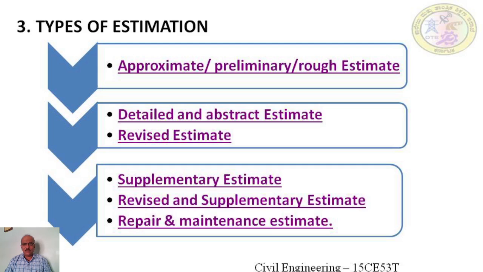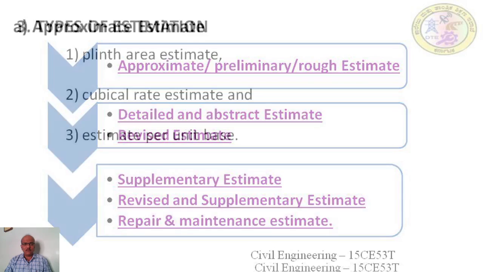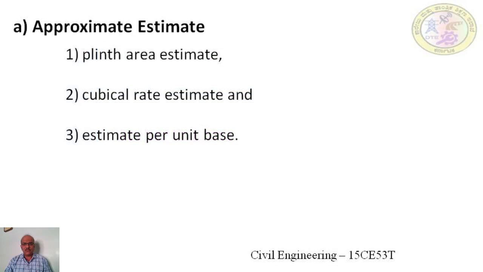Preliminary estimate. The preliminary estimate or approximate estimate is required for the preliminary studies of various items of the work or project, to decide the financial position and policy for administrative sanction by the competent authority. The preliminary estimate is prepared by different methods for different types of works. The various methods of preparing the preliminary estimate are: first, plinth area estimate; second, cubic rate estimate or cubical content estimate; third, estimate per unit base.